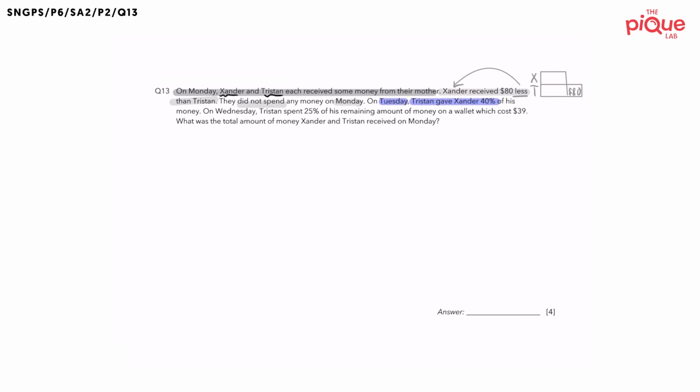Let's pause and reflect. We now have an at first, which is Monday, where Xander and Tristan received money. A change, which is on Tuesday, where Tristan gave 40% of his money to Xander. This follows a common problem-solving method called change strategies, and we use the ACE method, which stands for at first, change, and end to help us. Thinking about what changed can sometimes feel overwhelming. Instead of focusing only on the change, try asking yourself, what stayed the same?